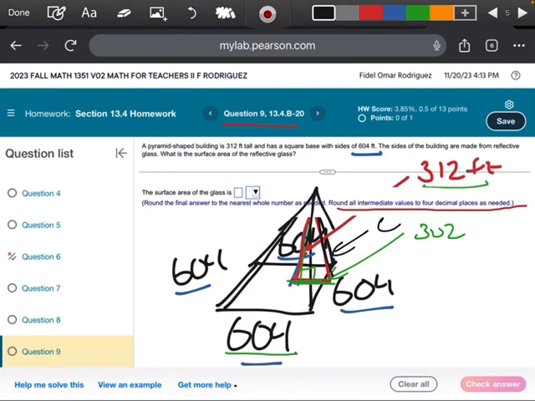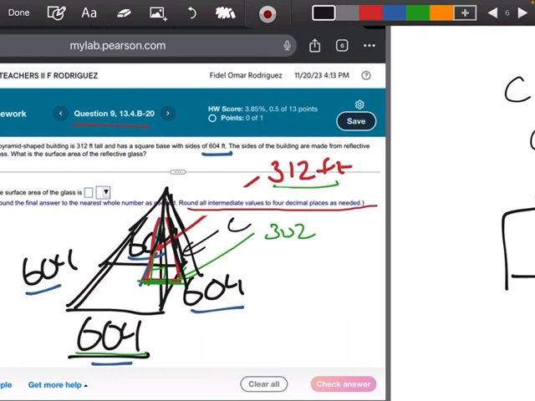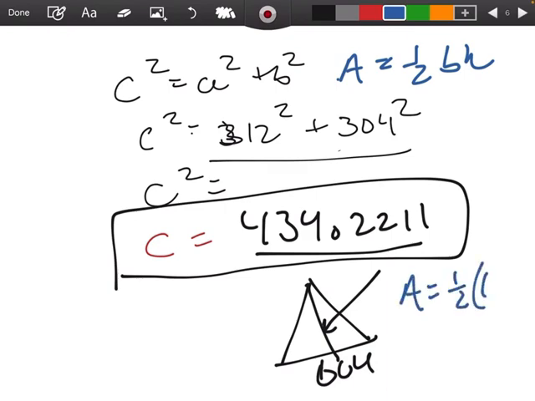So y'all, let's think about that triangle again, okay? So now I'm going to think about the triangle that I'm looking at, right? Looks something like this. We just found that distance to be 434. And we already knew that the bottom was 604, okay? So y'all, remember, my formula for finding the area of a triangle is area is 1/2 the base times the height. So I'm going to take 1/2 the base, 604, times the height, 434.2211.